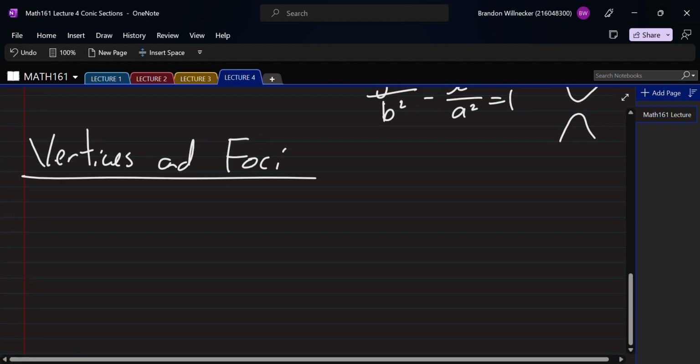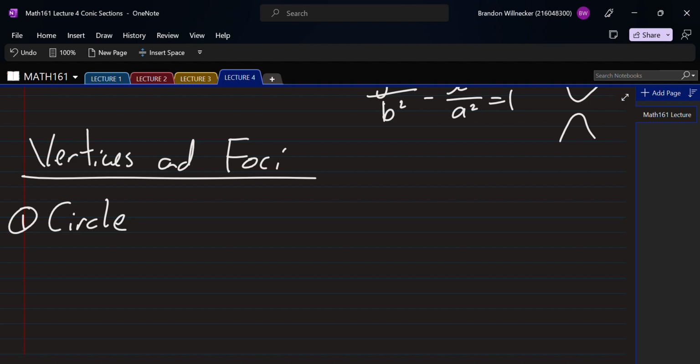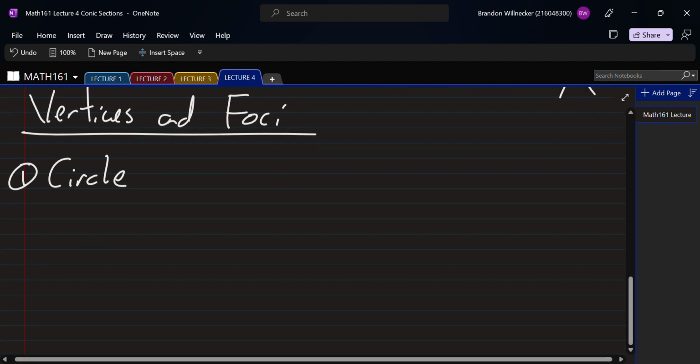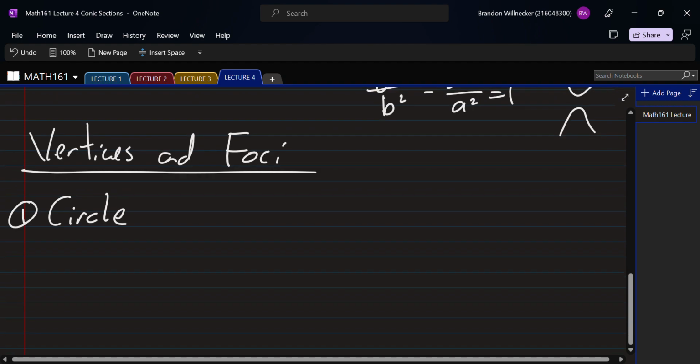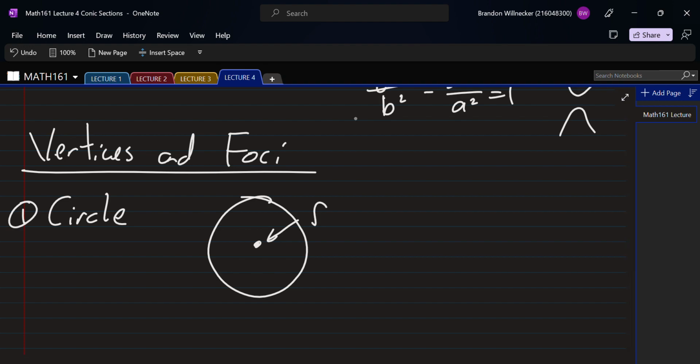Okay, so first the circle. The circle doesn't have any vertices. We'll see that the ellipse does, the parabola does, and the hyperbola does, but the circle does not. That's because of the symmetry. You can go all the way around the circle, and no point is really different from any other one. So there are no vertices. We do have one focus, and that is the very center of the circle. So if we have a circle, the very center, we call that a focus.